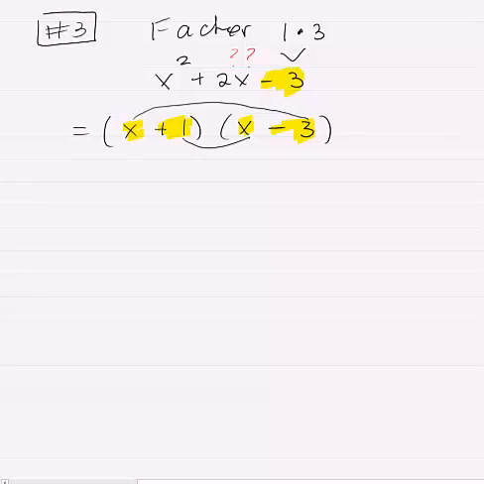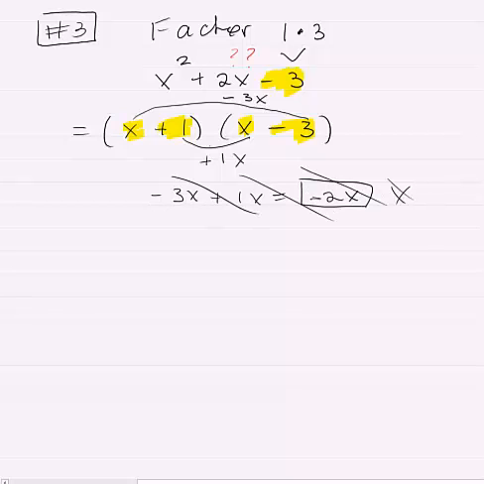Alright, so now x multiplied by minus 3 is minus 3x. 1 multiplied by x is positive 1x. You put them together and it does give you a 2x, but because it's a minus here, the result is the negative 2x. Alright, you need positive 2x, and therefore this does not work. Okay, this does not work. So this is not the factoring.